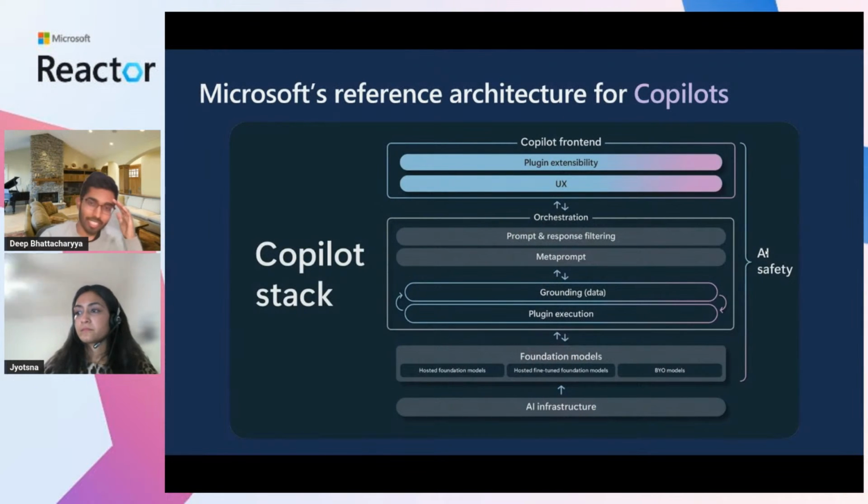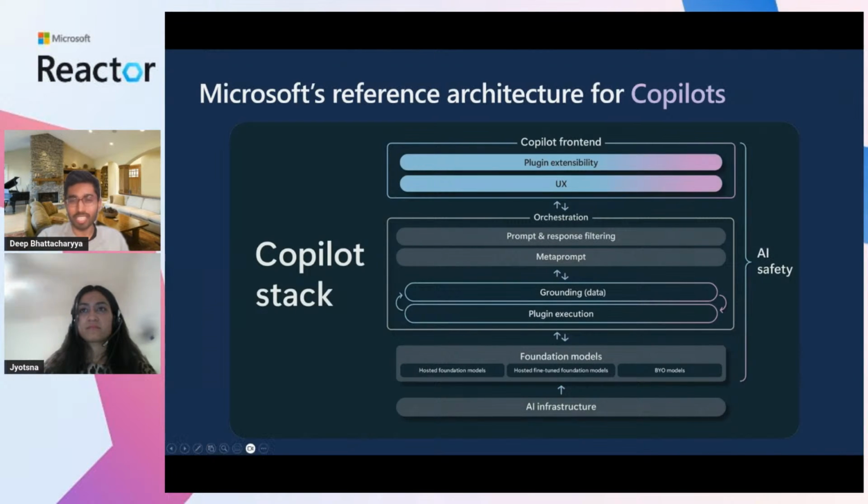Now, this was presented in a conference 2 years ago, but funnily enough, the overall architecture of Copilots has actually remained fairly similar. There are some changes around the UX and plugin extensibility over the past couple of years. But in terms of grounding, which is your retrieval augmented generation and prompt response and filtering and using the meta prompt, they haven't changed as much. Definitely the foundation models and how you use them has stayed fairly constant.